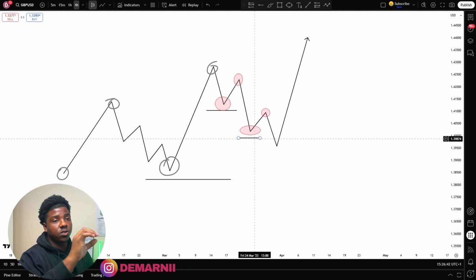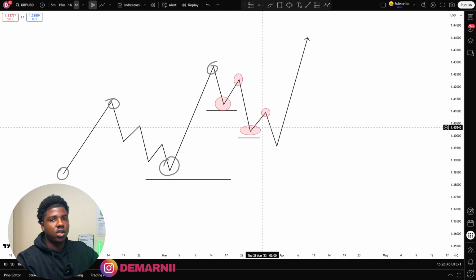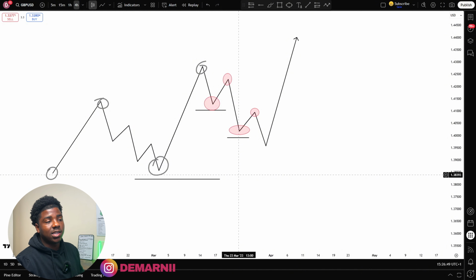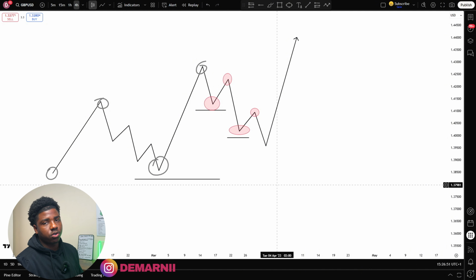That's not to say that just because it's a minor structure level it can't continue from that, because it absolutely can, but it just doesn't have the highest probability compared to major structure levels, from what I've noticed and the strategy that I trade.